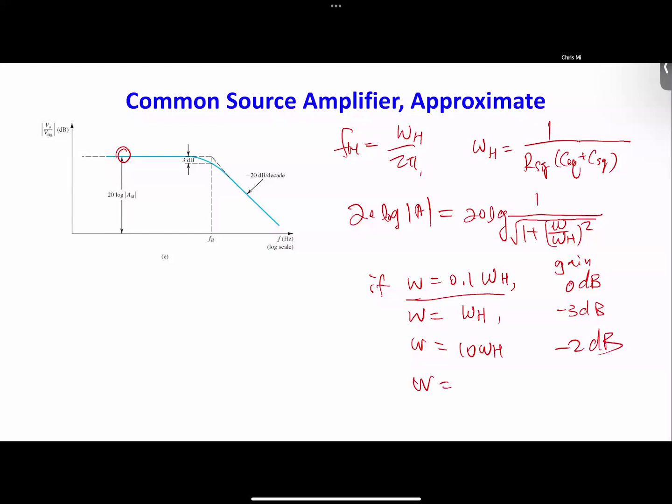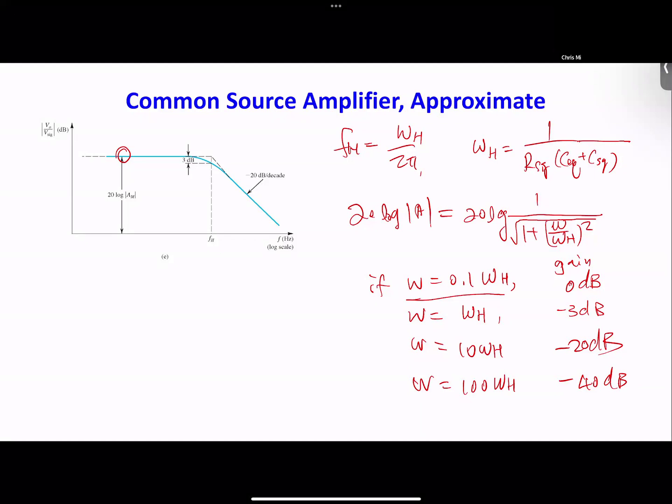Similarly, if omega is 100 omega H, what happens? We don't have to do it, you guys know it. How many dB do you think? Minus 40, right? Because 100 over 1 is 100, 100 squared plus 1 is about 100 squared, square root is 100. 1 over 100 is 0.01. Log 0.01 is minus 2. Minus 2 times 20 is minus 40.